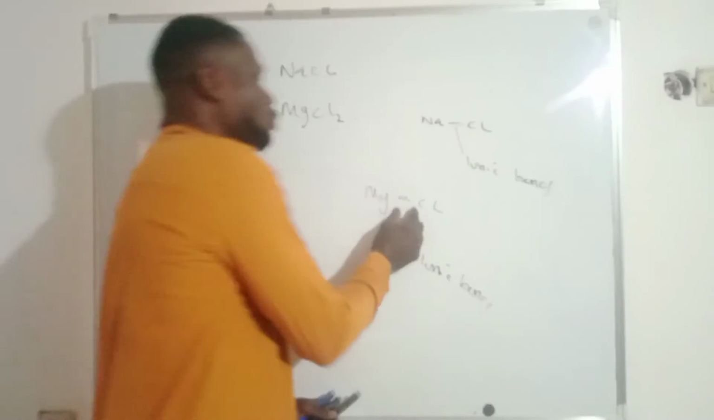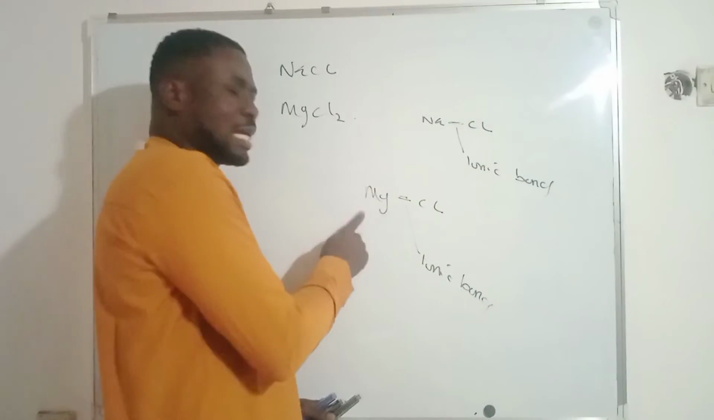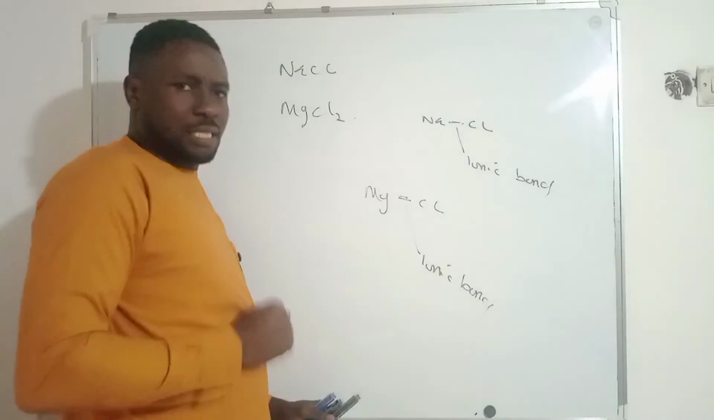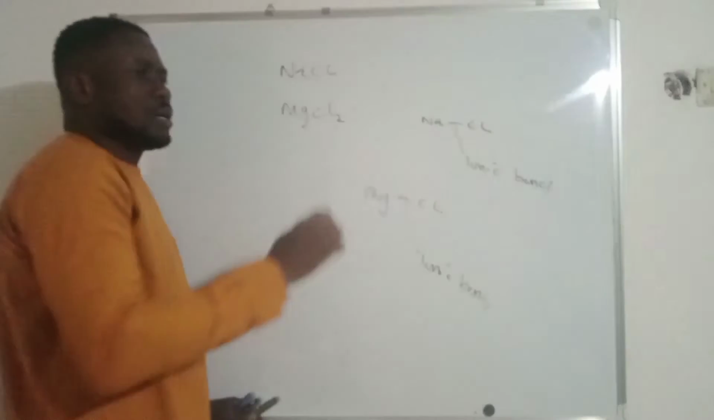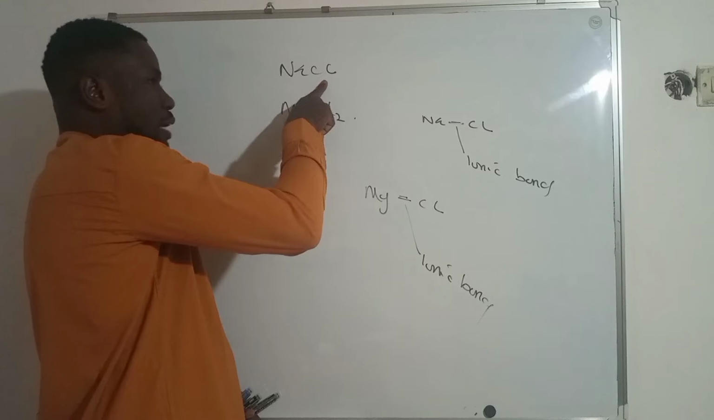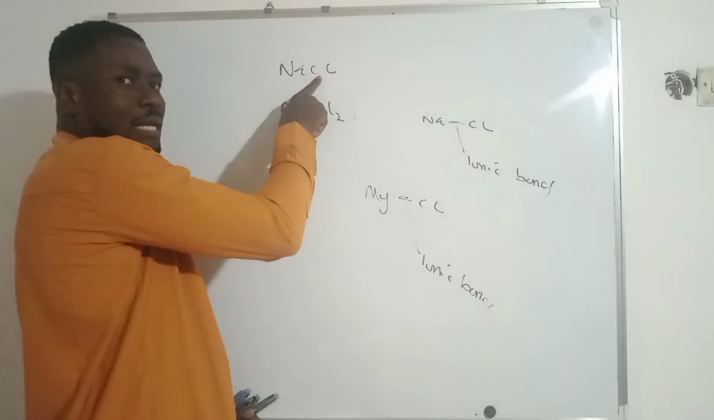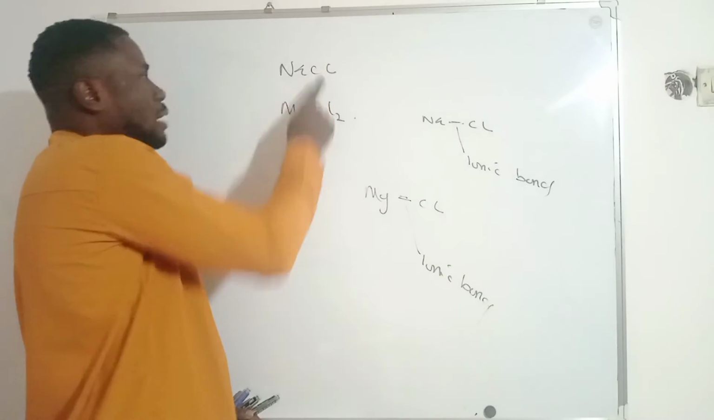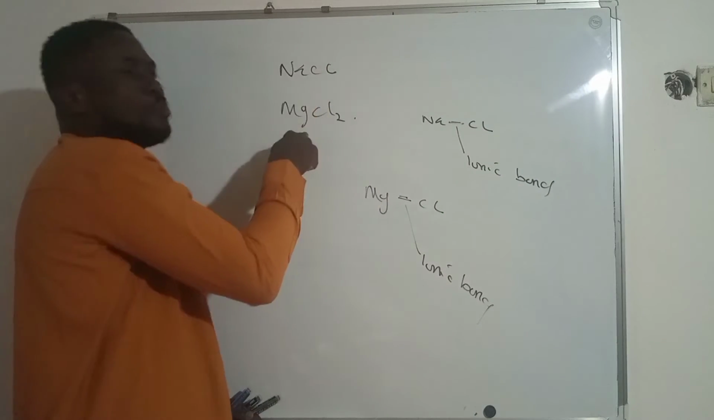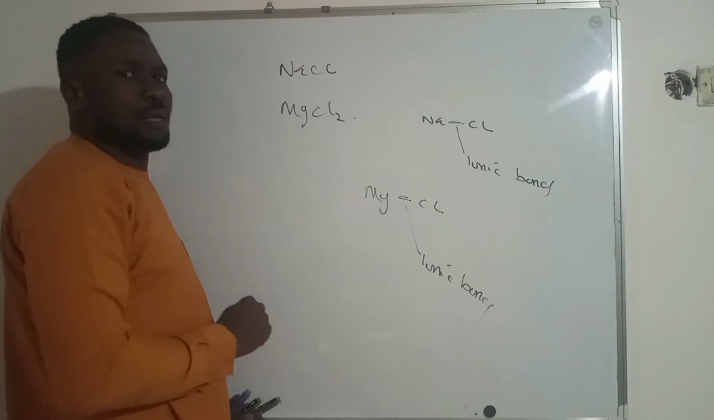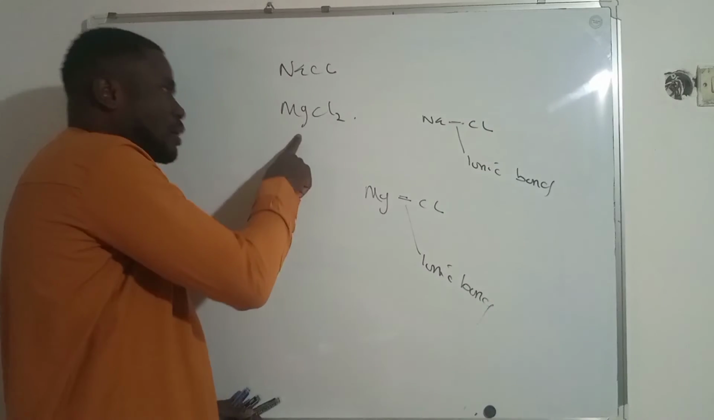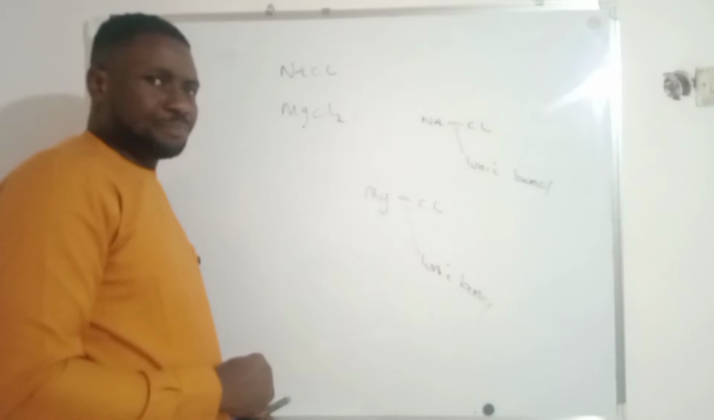In other words, this bond will be stronger if the metal is very electropositive or if the non-metal is highly electronegative. Now look at the two compounds, sodium chloride and magnesium chloride. You notice that this is a chloride non-metal, and here also a chloride non-metal. What is different between these two compounds is the metal, sodium and magnesium. So you now need to ask yourself, between sodium and magnesium, which of them is more electropositive?